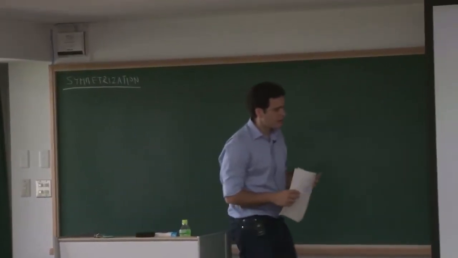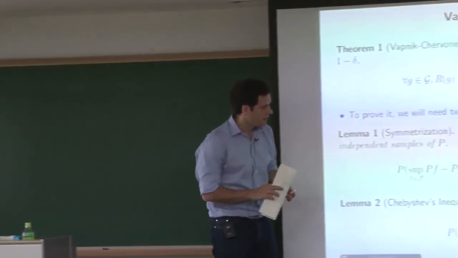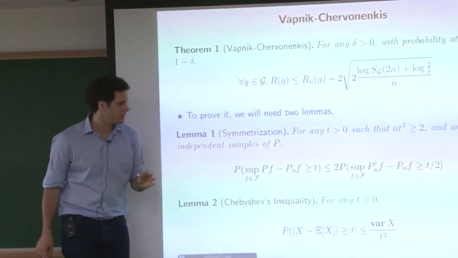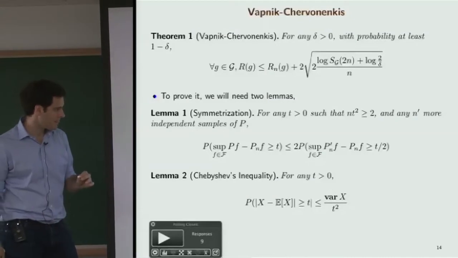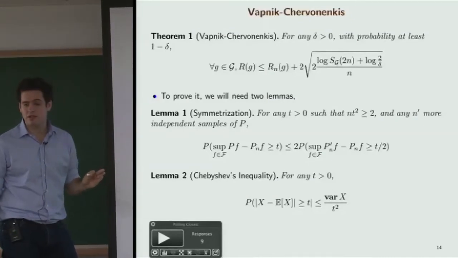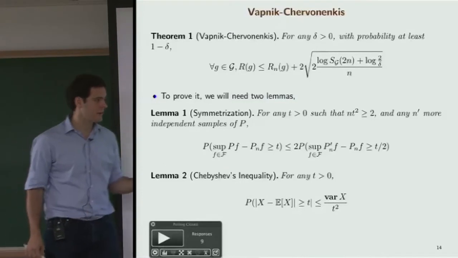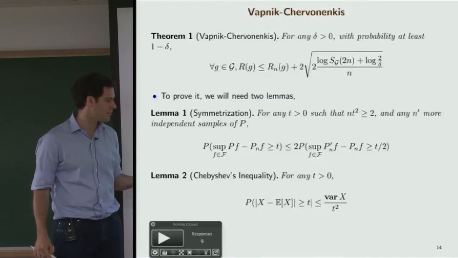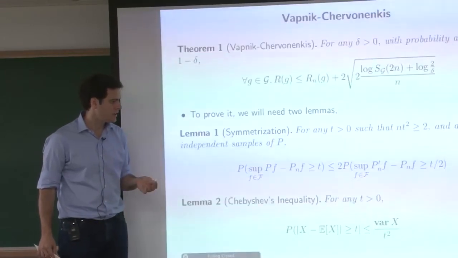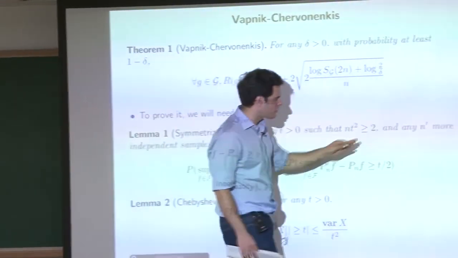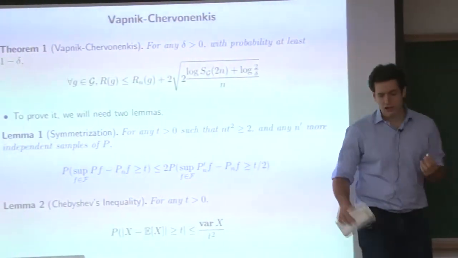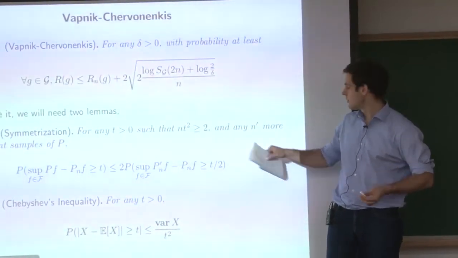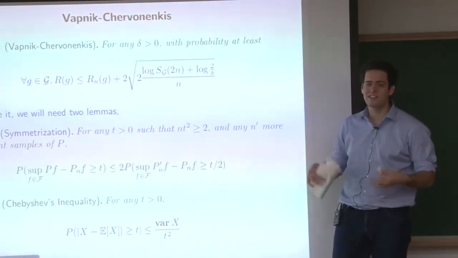So let's look at the lemma itself. For any t such that n t squared is bigger than 2, that's just a technical assumption. And here is why it's called symmetrization. We are going to consider n prime more independent samples of P. The notation is not very clear here. It's another n samples of the same distribution. The number is n, but we write prime to say that they are different samples.